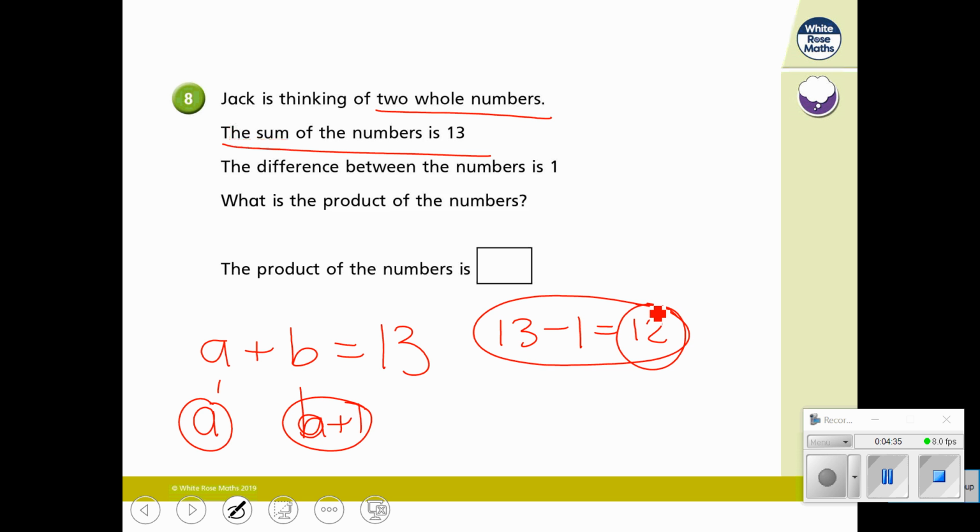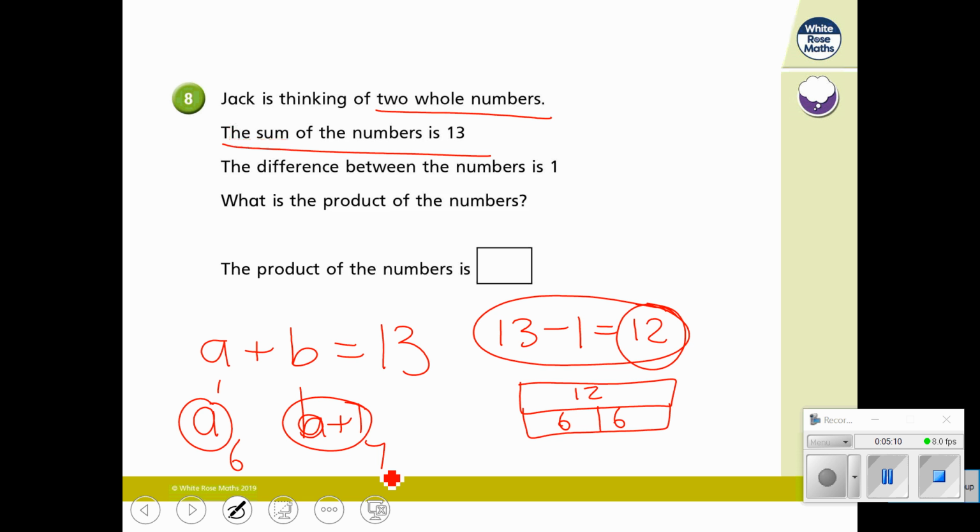An easy way to do this is to say, okay, let's split 12 into 2 equal groups. There's 12. I split it into 2 equal groups. I've got 6 and 6. So if the difference between the numbers is 1, one of my numbers must be 6, so the other number must be 7. So I've just calculated that my 2 numbers are 6 and 7. Now, there's lots of different ways you could have worked that out. That's the way that I have come across. If you've got a different strategy, send it in to me for dojo points.